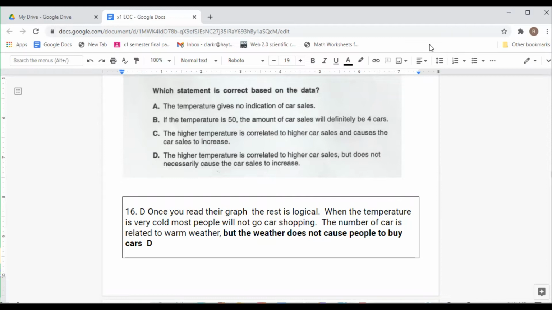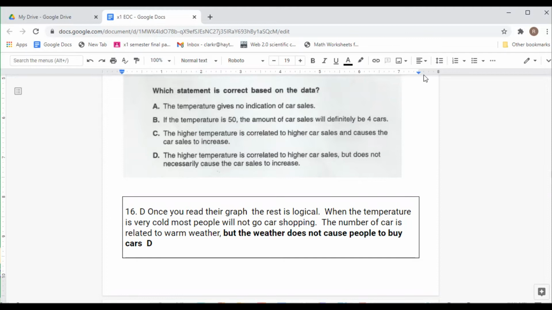The temperature gives no indication to car sales. Well, of course it does. I ain't going out when it's minus 15 to look at no car. If the temperature is 50, the amount of car sales is definitely 4 cars. Well, they might sell 5 that day. How do we know anything definite? The higher temperature is correlated to higher car sales and causes the car sales to increase. Well, that makes no sense to me, because if you need a car, you're going to go buy it. But if you're going to go looking at cars, yeah, you do want it a little warmer. But it ain't the temperature that causes you to buy a car. You buy a car because you're allergic to walking.